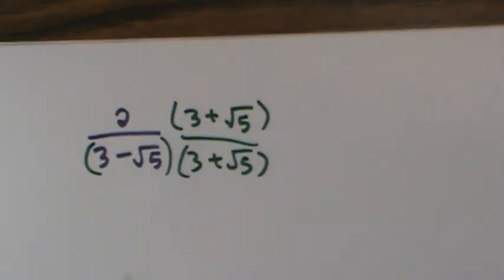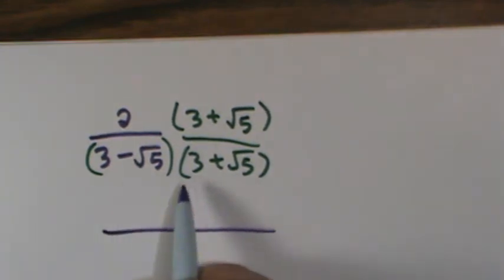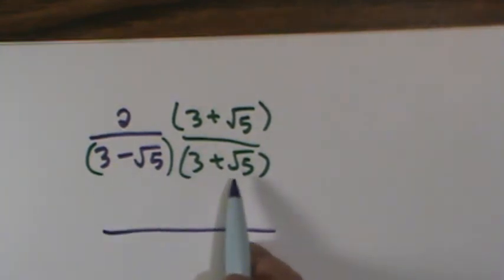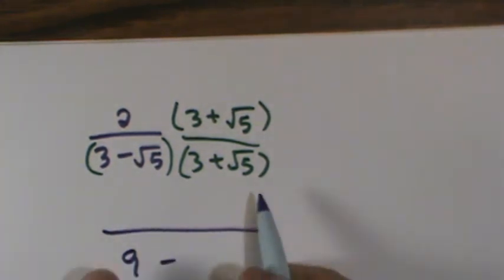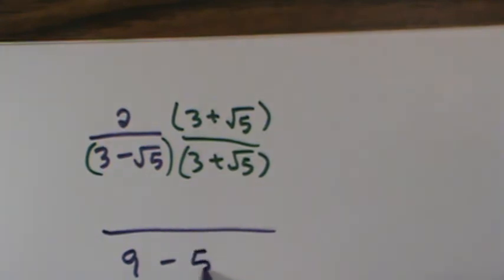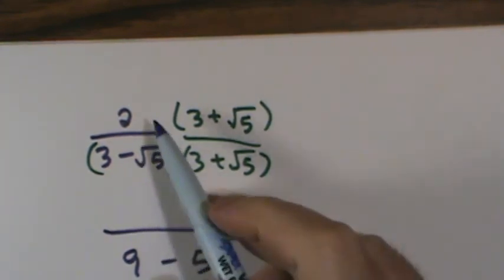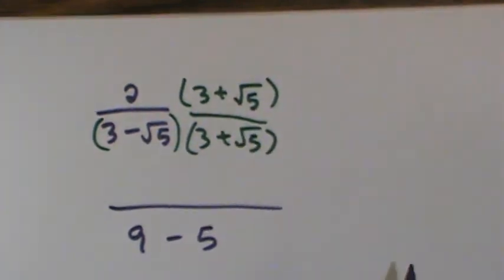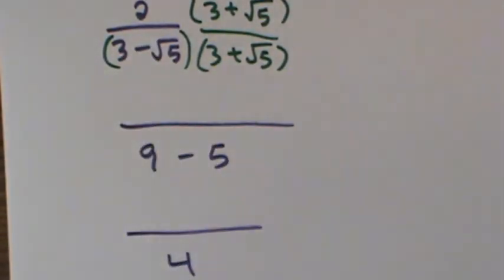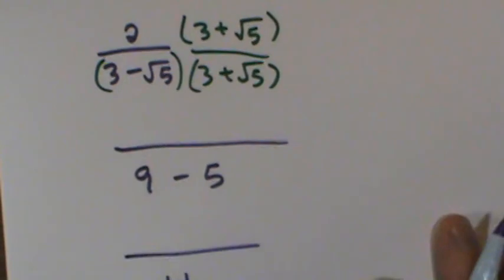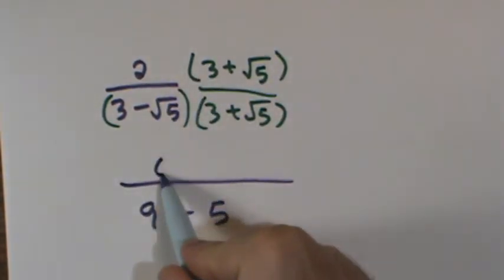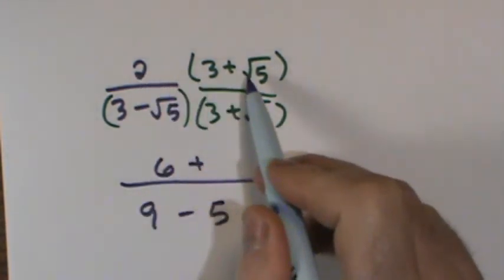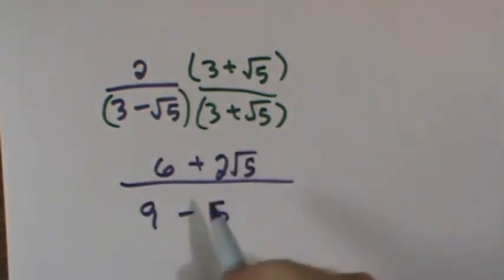Now, let's pretend for a second that I didn't see that opportunity to cancel. So I'm still going to do the same math I did a moment ago. 3 and 3 was 9, minus rad 5 and rad 5 is 5, so that gives me 4. Let's say I didn't see that opportunity to cancel the 2 on the top with the 4 on the bottom. So I went ahead and I distributed. 2 times 3 was 6, and 2 times rad 5 would be 2 rad 5. This gives me 6 plus 2 rad 5.